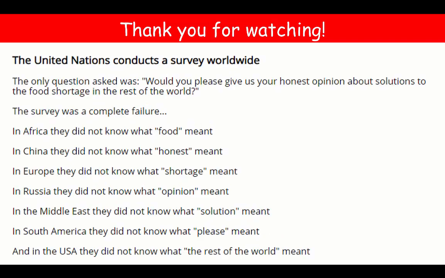The United Nations conducts a survey worldwide. The only question asked was, would you please give us your honest opinion about solutions to the food shortage in the rest of the world? The survey was a complete failure. In Africa, they did not know what food meant. In China, they did not know what honest meant. In Europe, they did not know what shortage meant. In Russia, they did not know what opinion meant. In the Middle East, they did not know what solution meant. In South America, they did not know what please meant. And in the US, they did not know what, quote, the rest of the world meant.